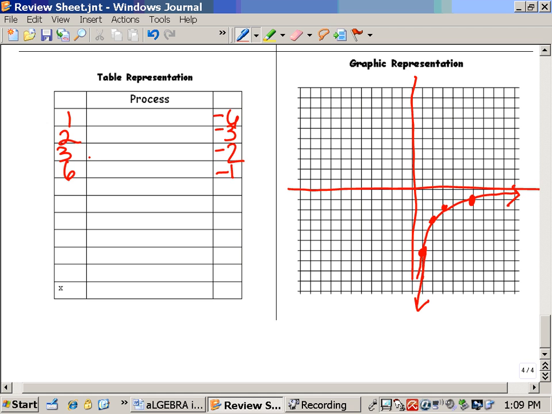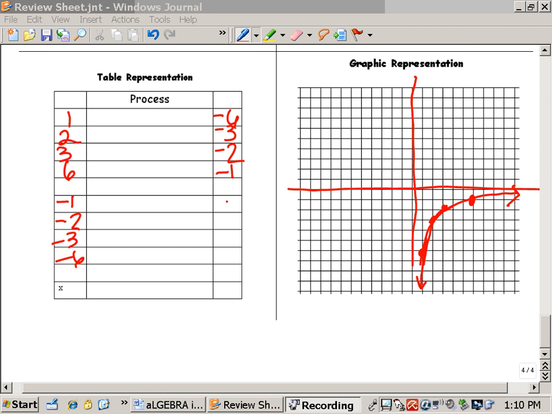I can also do the same numbers, but negative 1, negative 2, negative 3, and negative 6. So remember, this is inverse variation. It has 2 graphs. So negative 1 gives me 6. Negative 2 is 3, negative 3 is 2, and negative 6 is 1. Then I plot those points on the other side.